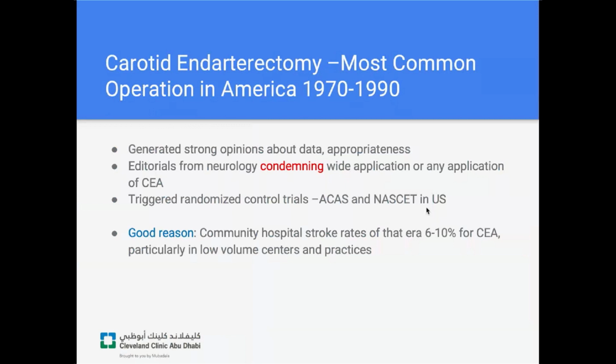There were editorials in neurology journals and from society presidents in neurology condemning wide application or any application of carotid endarterectomy without adequate data. This triggered randomized controlled trials, the ACAS trial and the NASCET trial in the United States. And this is for very good reason. At that time, community hospital stroke rates ranged anywhere between 6 to 10% for carotid endarterectomy, and that drove this desire to gather data for proper indications and documenting of results.